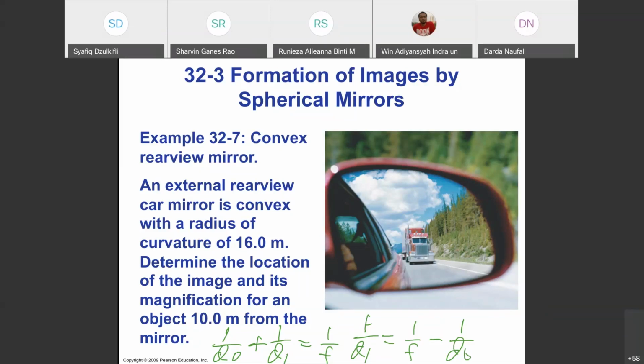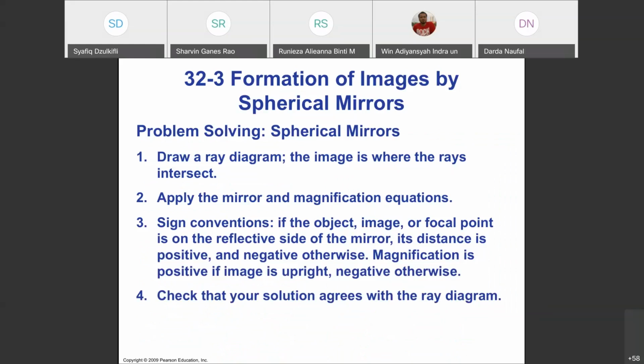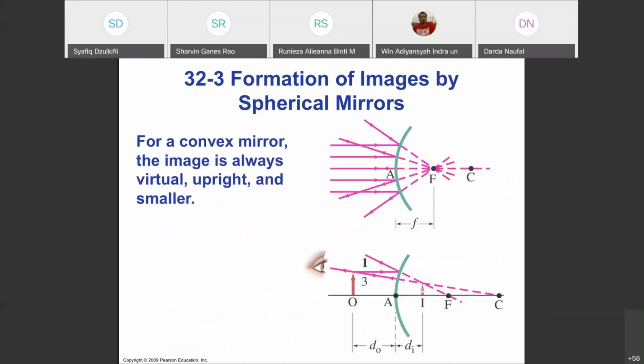But remember in convex, the focal point is always negative. Why? Look, the focal point here is always behind the mirror. That's why it's negative.